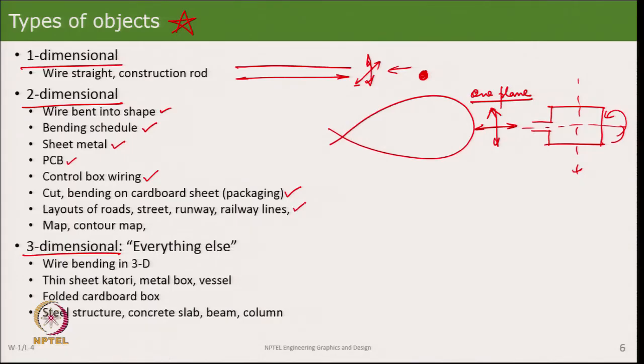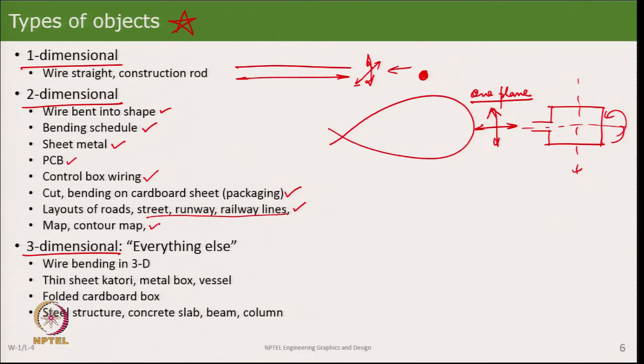Then layouts of roads, streets, runways, railway lines, all this happens in one plane, even though many of these may have elevations. But when we show it in one picture, we are actually showing that it is flat, and at some point we could show that it is going downhill or upslope like that.